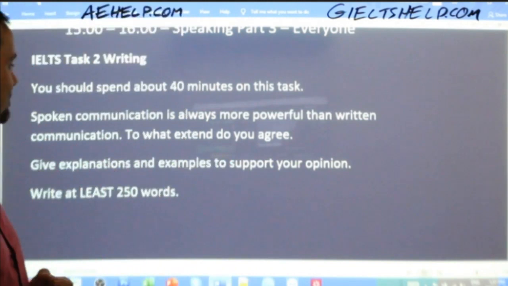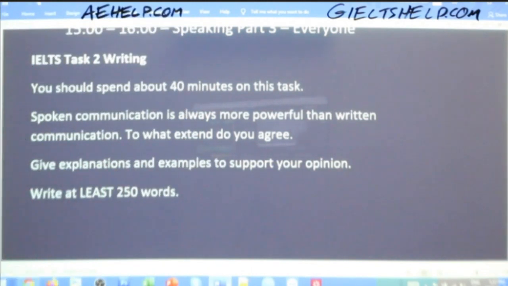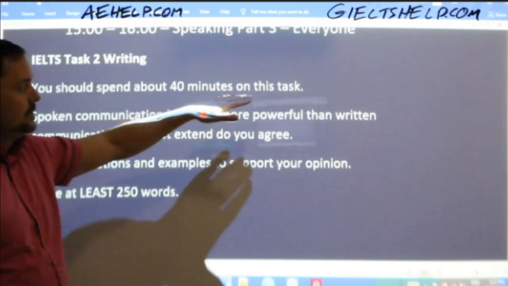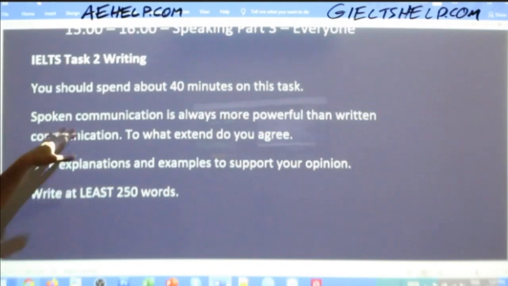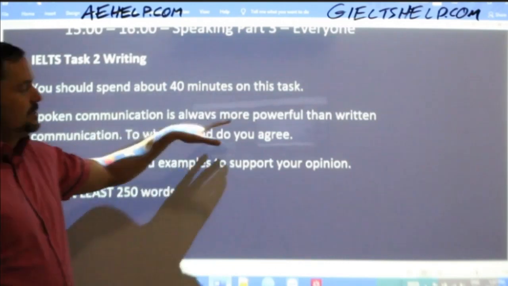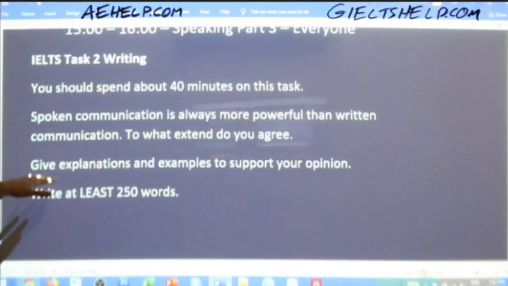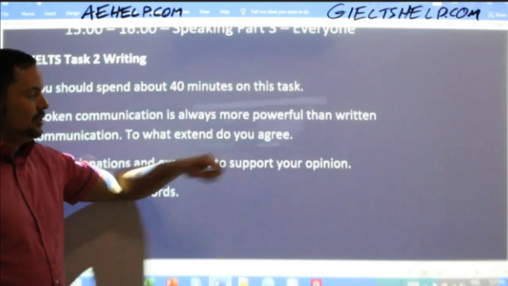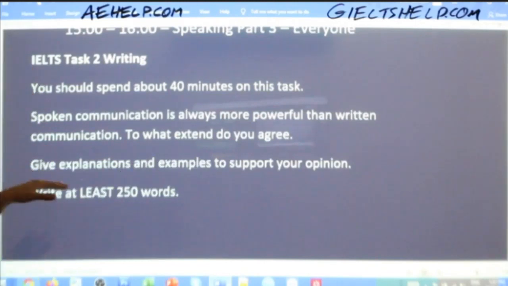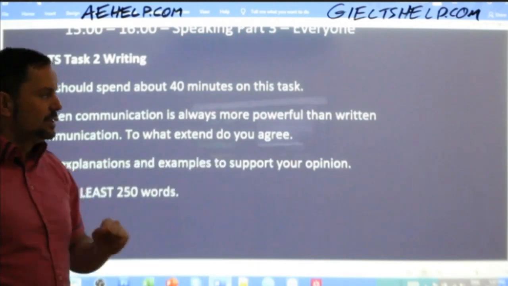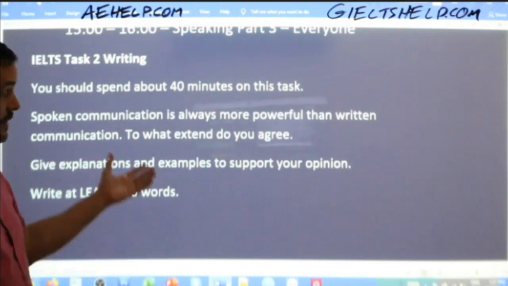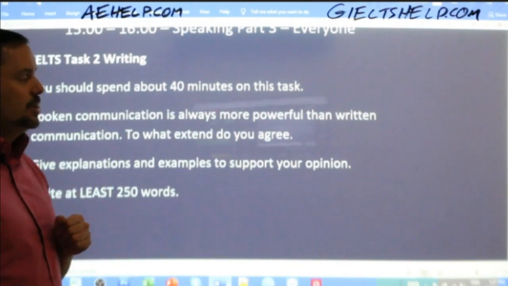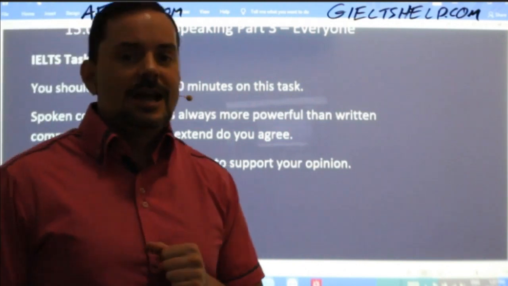All right, great. Okay, so let's read this. Read it with me. Task 2, writing. You should spend about 40 minutes on this task. Spoken communication is always more powerful than written communication. To what extent do you agree? Give explanations and examples to support your opinion. So it's a fairly short question. It's an interesting question as well.